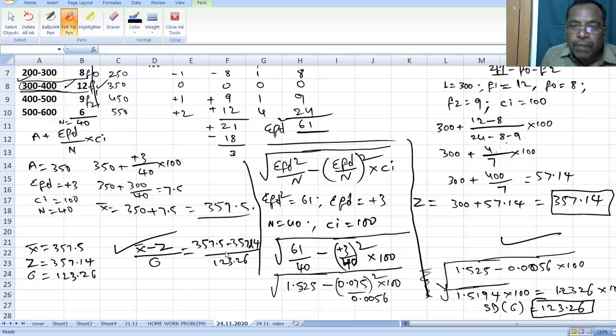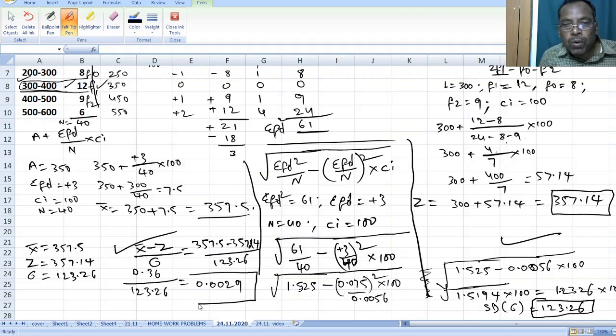You have to divide this. So 357.5 minus 357.14, what is the value you get? You have to find that out. The value you get is 0.36, and you have to divide that by 123.26. When you divide 0.36 by 123.26, you get the value 0.0029. So this is the value of Karl Pearson's coefficient of skewness.